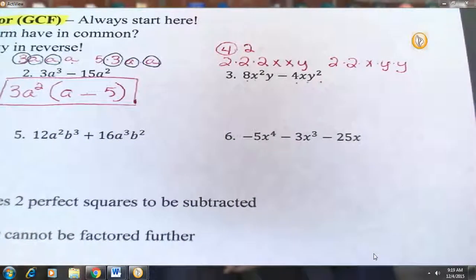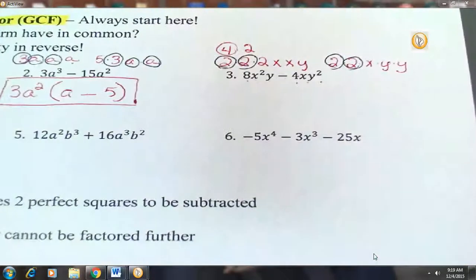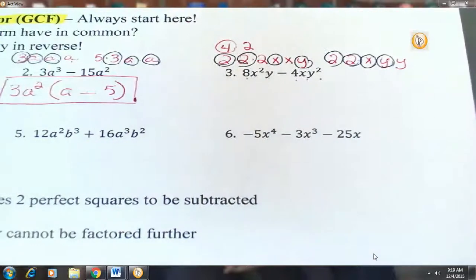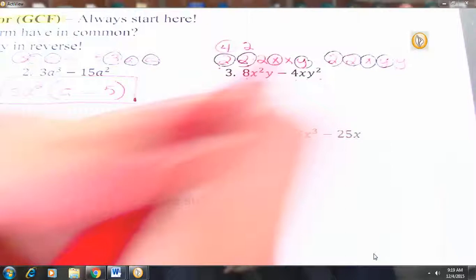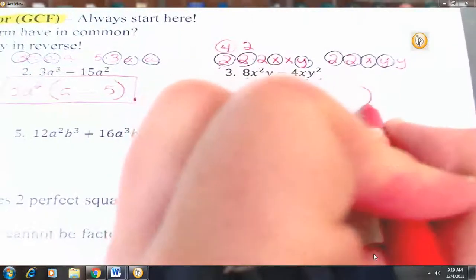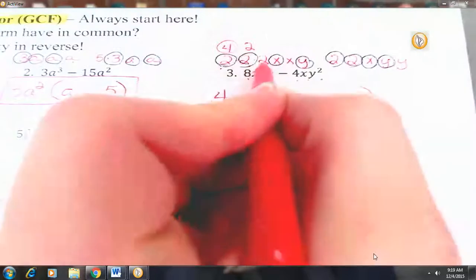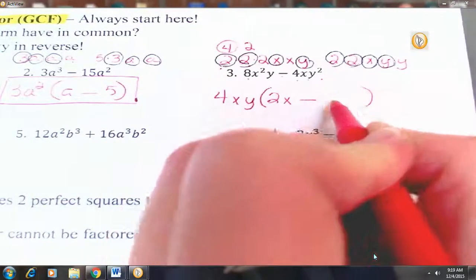So what do we have in common? How many 2's? 2. So that's really what? 2 times 2 is 4. We have 1x in common, and it looks like we have 1y in common. So let's write what we have left. We said we have 2 times 2, which is 4. We have an x and we have a y. So in parentheses, put what you have left when you factored out a 4xy. Looks like we're left with 2x. Bring down your sign. Minus y.